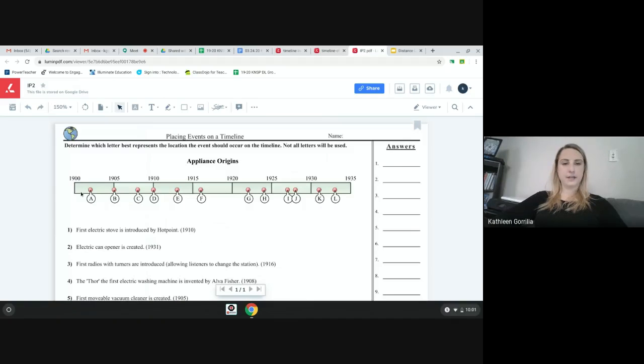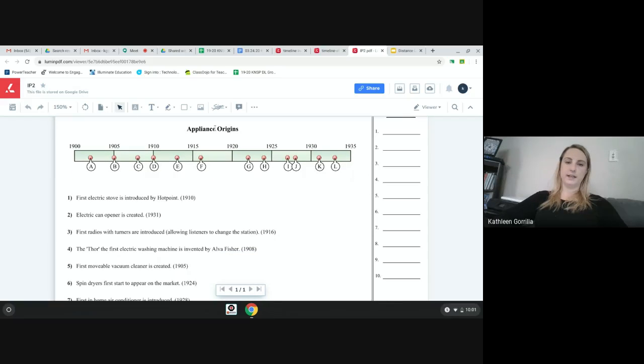This is the next page, placing events on a timeline. Determine which letter best represents the location the event should occur on the timeline. Not all the letters will be used. So let's read our title, Appliance Origins. Appliances are like your fridge, your stove, your dryer, that kind of thing. Origins, so when they started, okay? Let's look at our beginning, 1900, our end, 1935.